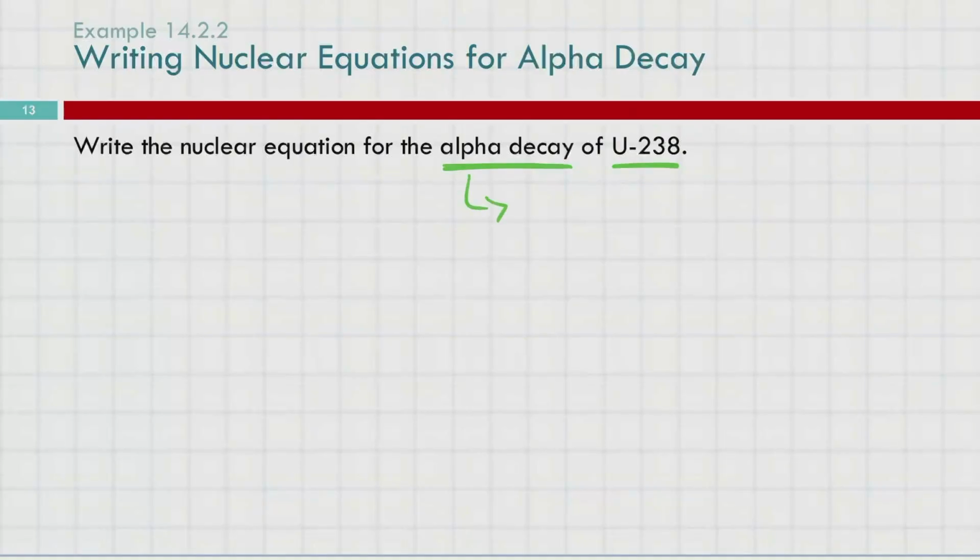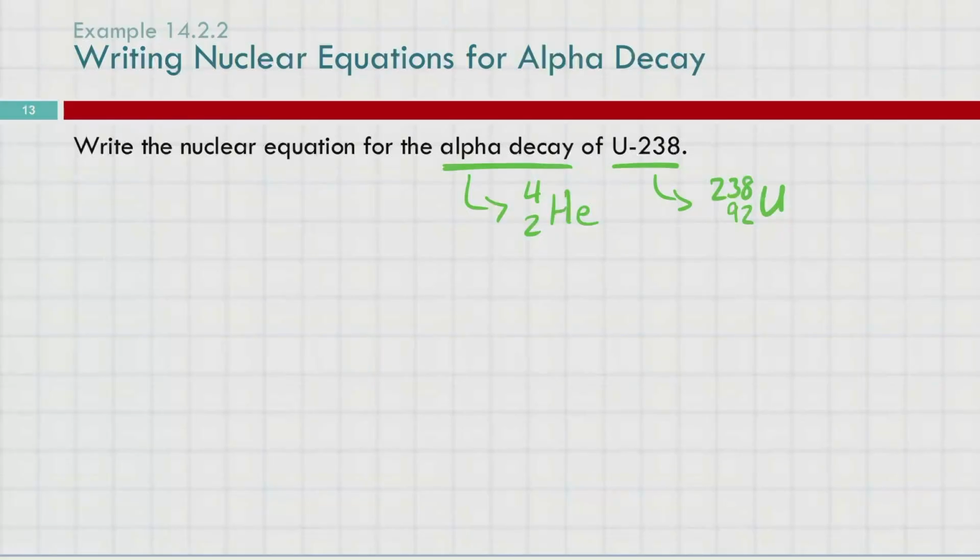So alpha decay should trigger in our minds alpha particle, 4 over 2 He. And this U-238, the 238 is that top number, it's the A, the atomic weight, the mass number. Then we write U after that, that's our symbol. And we would look at a periodic table to figure out what our atomic number is, that's the lower number. It's 92.